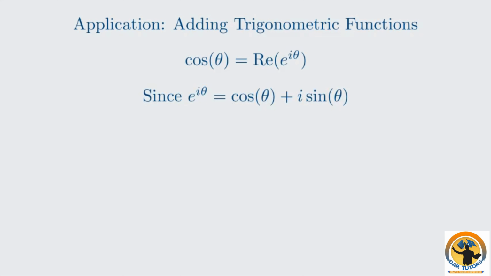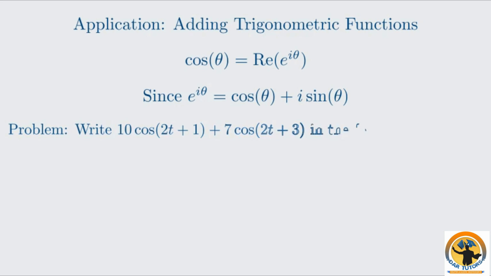The problem we'll solve is to write the sum of 2 cosine waves in the form of a single cosine wave. We need to rewrite 10 cos(2t plus 1) plus 7 cos(2t plus 3) in the form A cos(2t plus B). Here 2t represents the common frequency. Step 1. Express the sum of cosines as the real part of a sum of complex exponentials.